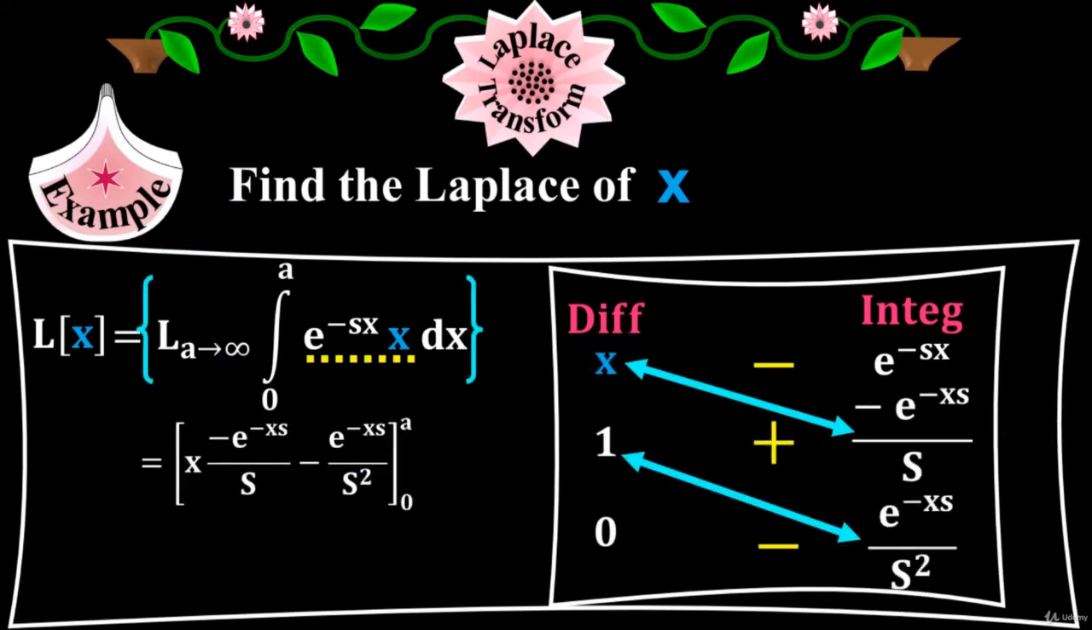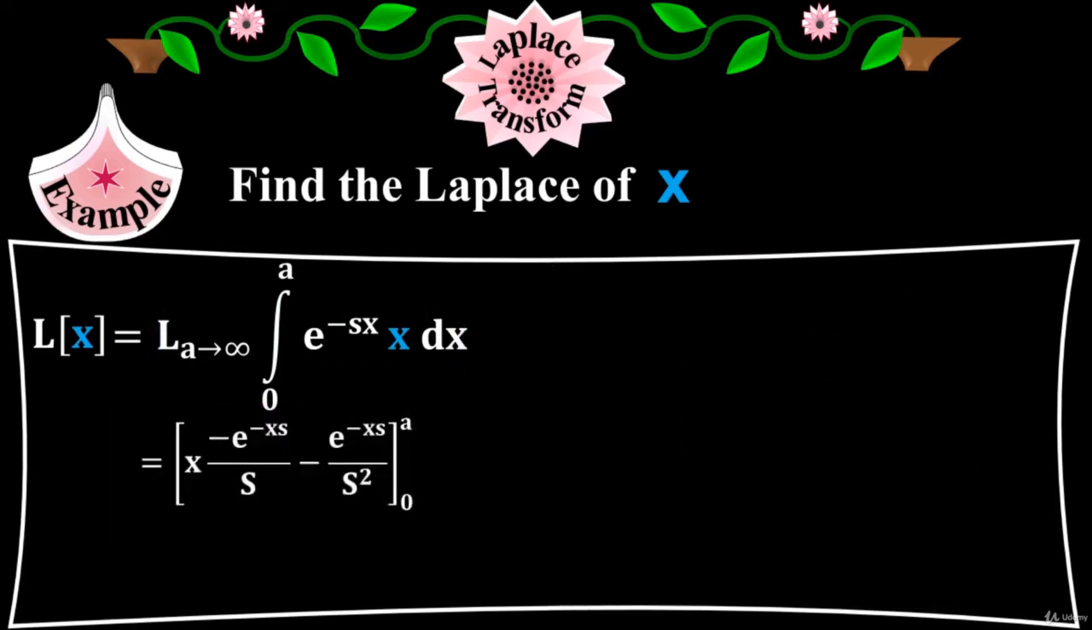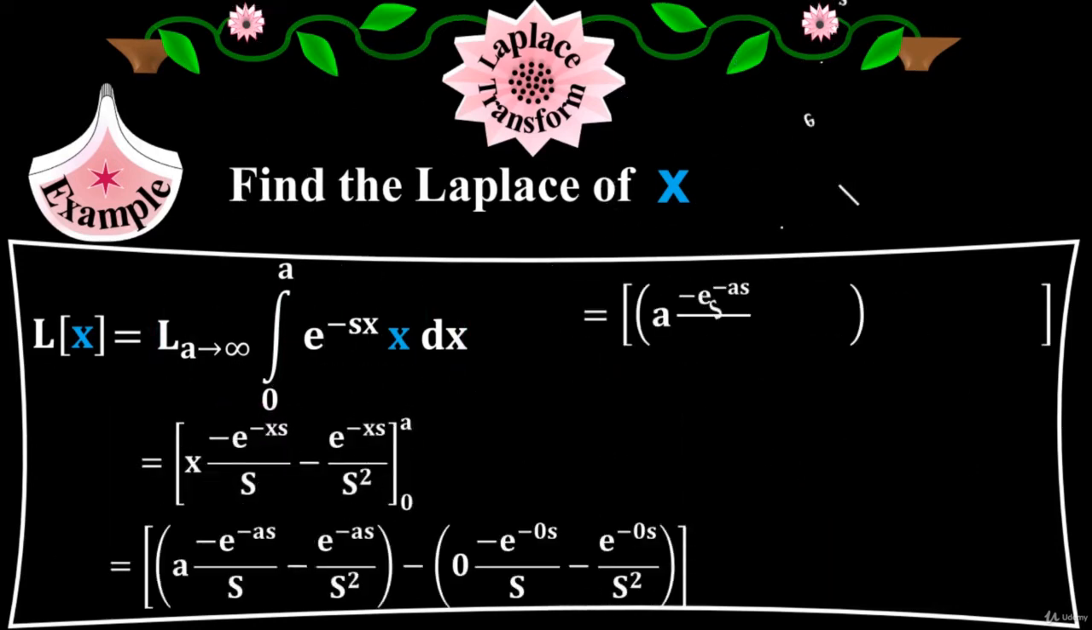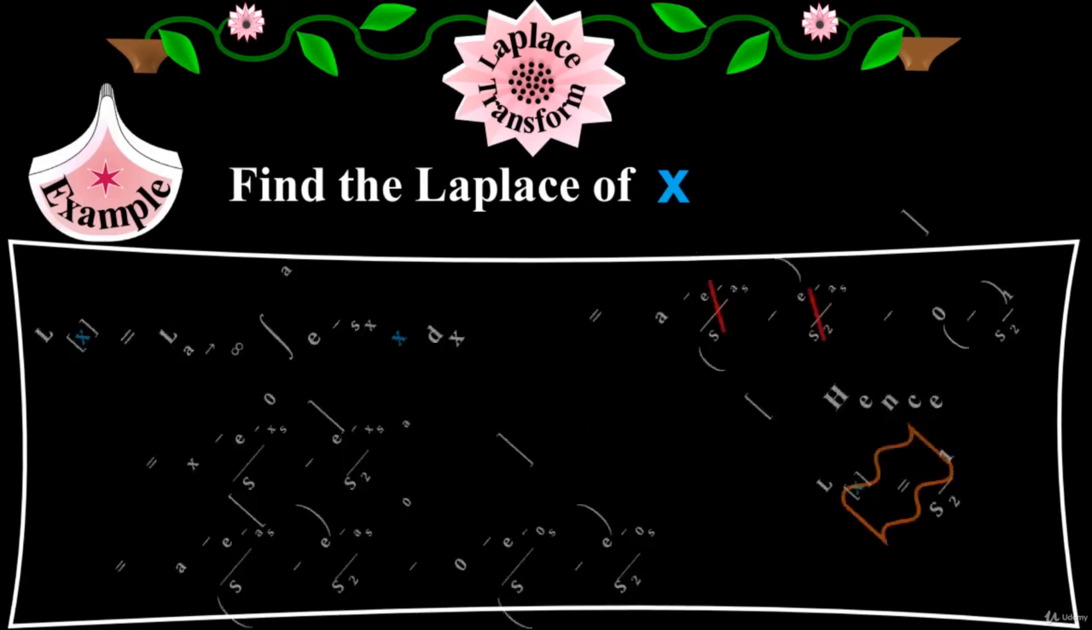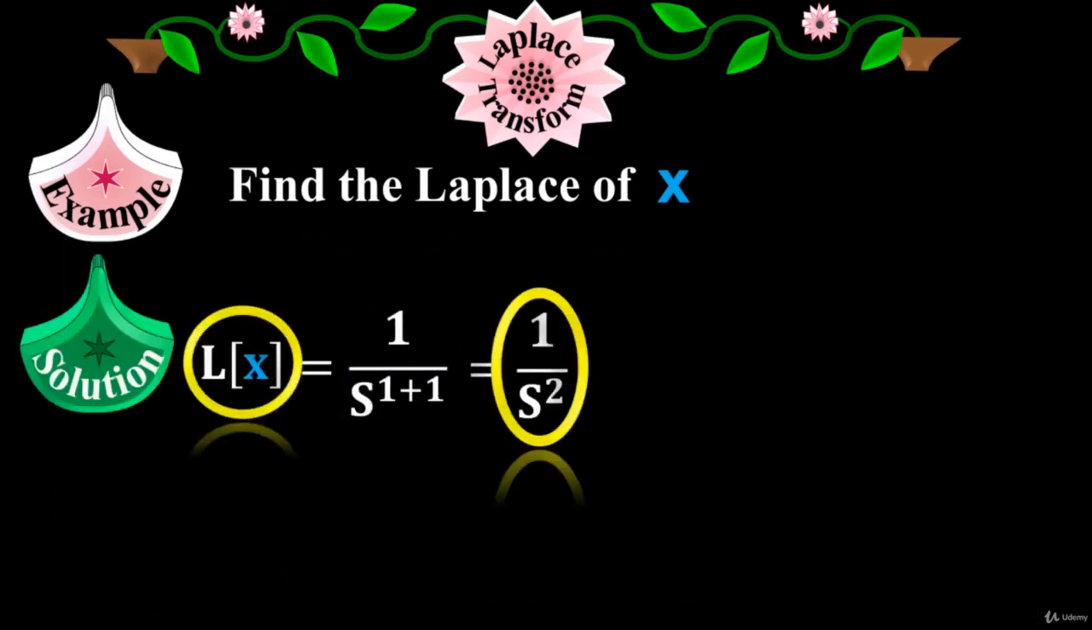So this whole thing equals x times minus e to the minus xs over s, minus e to the minus xs over s square, with the limits from 0 to a. This term is the product between these two terms, minus this term equals the product between these two terms. Expand the limits from 0 to a here, where these two terms equal 0, and finally we are left with 1 over s square. That's how the left side equals the right side. So Laplace of x equals 1 over s square. Hence it is verified.